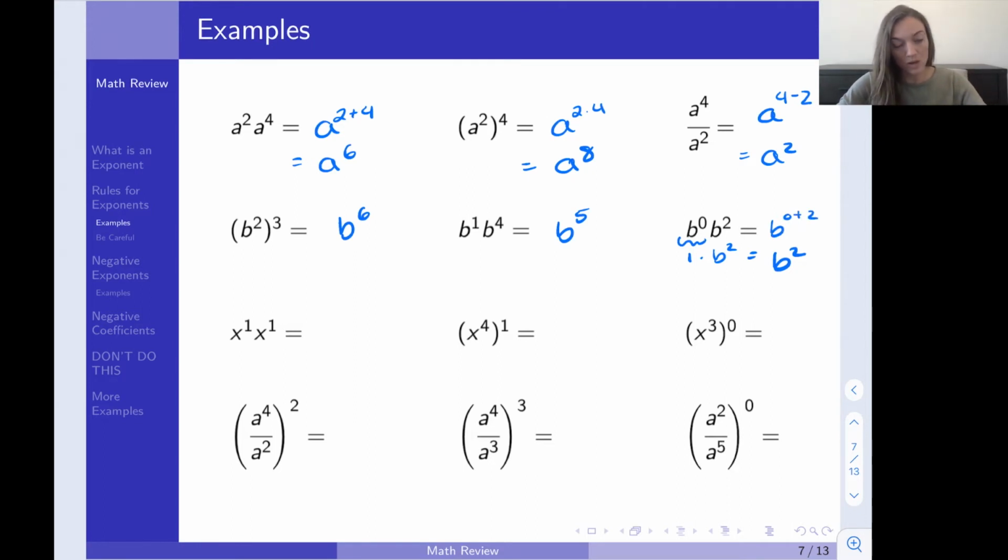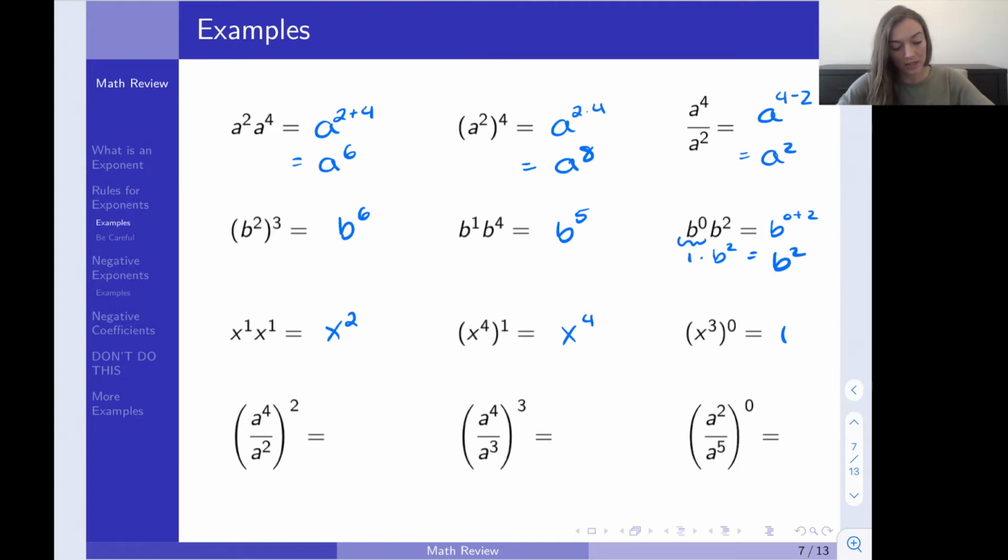Then we have x to the 1 times x to the 1. So that's x to the 1 plus 1, which is x squared. x to the 4 raised to the power of 1 is just going to be x to the 4. x to the 3, and then that raised to the power of 0 is going to be just 1. So anything, remember, raised to the power of 0 is just 1, even if it's something like x cubed or x to the 4th, whatever, it's still just 1.